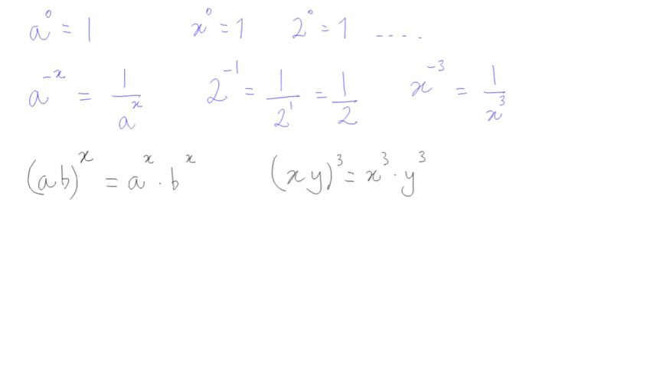Similarly, if I had a quotient a divided by b, all raised to the power x, that simplifies to a to the power x divided by b to the power x. So let's take, as an example, x over y to the power 4, that's x to the power 4 divided by y to the power 4.